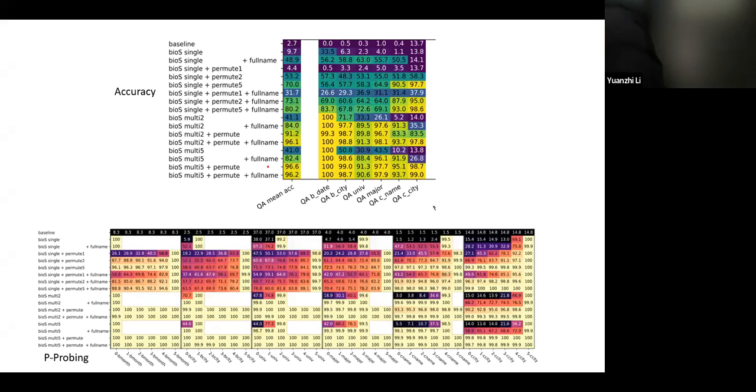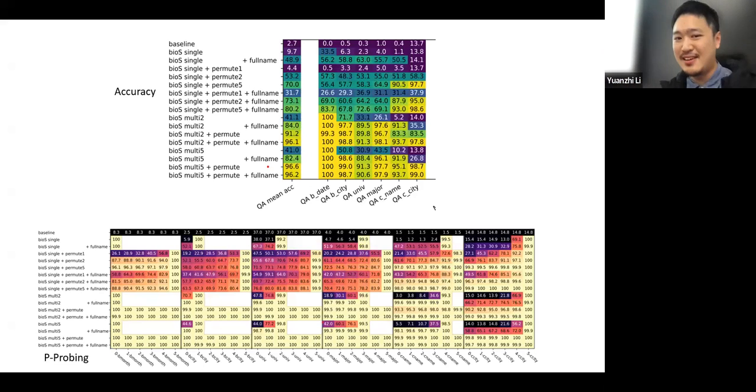You can see the best ones are these two, the permutation and the full name. For these two, it actually knows, or a linear function can decode, the knowledge immediately after the person's name. So if you use permutation plus full name, or this one, multi 5, which means you use diversity 5 plus permutation plus full name, in this setting it actually stores the information of a person just immediately at its name. Linearly decodable at its name.